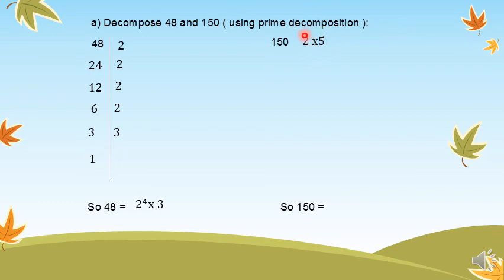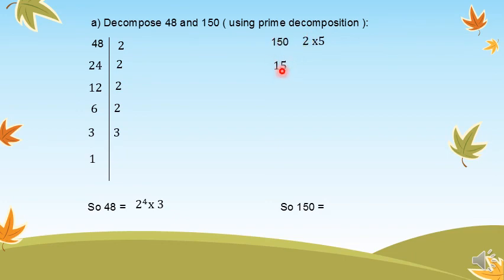What's the meaning of 2 times 5? 2 times 5 means 10. So 150 divided by 10, the answer will be 15. And you can divide it just by 2 or just by 5 or just by 3. But dividing it by 2 times 5, which means dividing it by 10, will make the work easier. Okay, the answer will be 15.